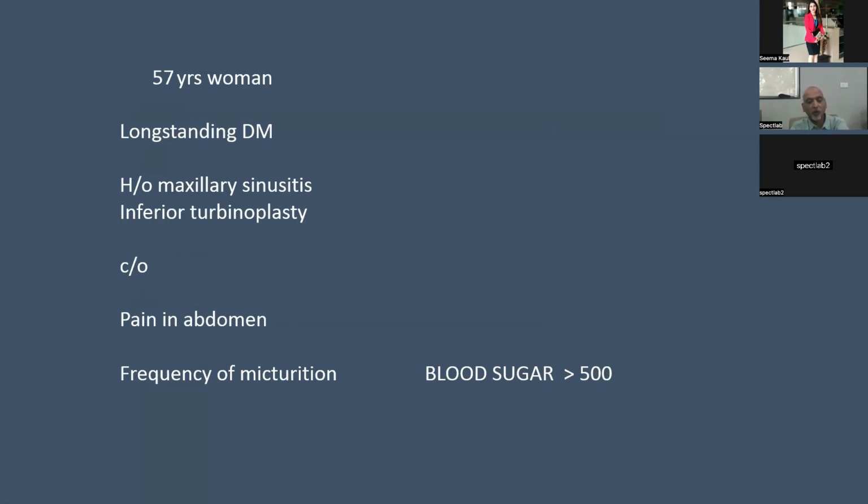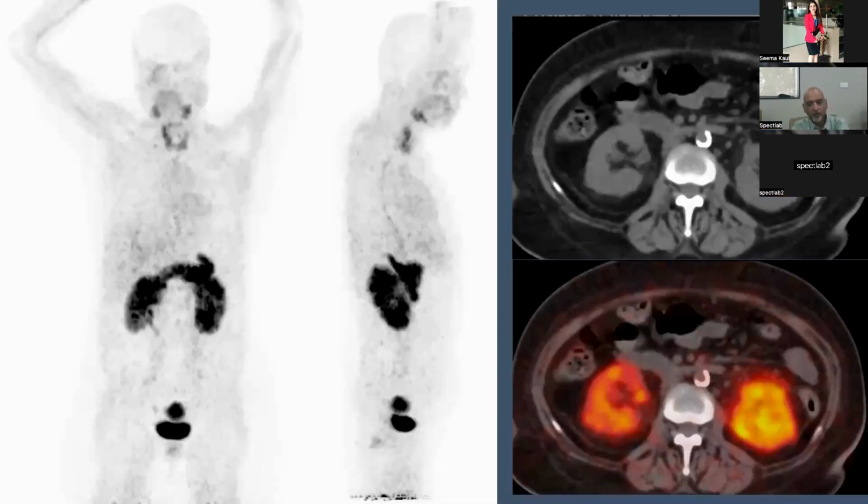So try to overcome this logistical problem. Either you call the patient on the next day, the patient may not find it convenient or may refuse, or the sugar may not be under control even on the next day or next week for that matter. So we have a beautiful agent in the name of FAPI, fibroblast activation protein inhibitor.